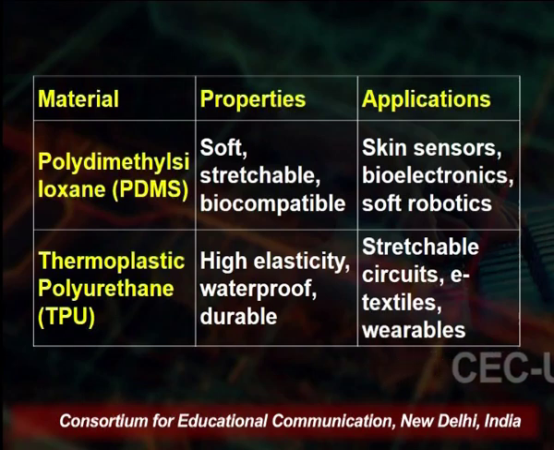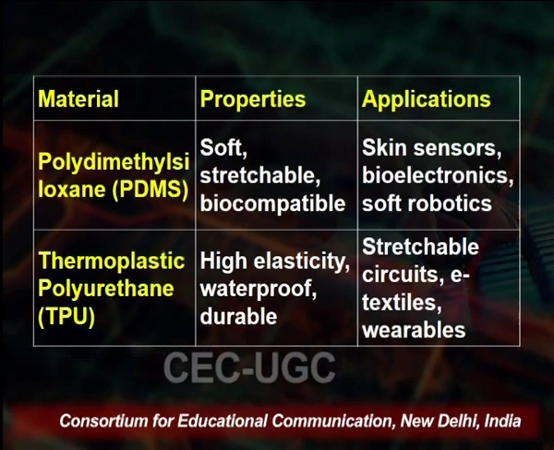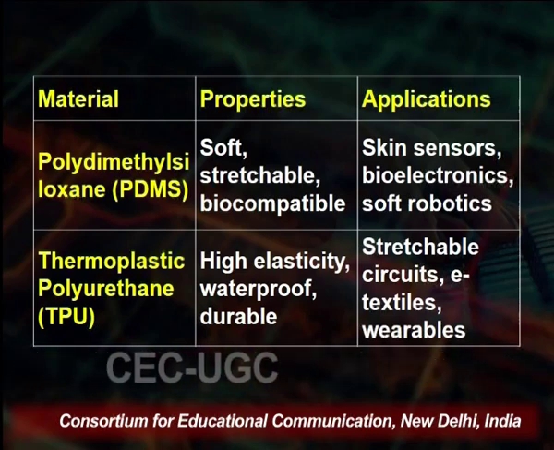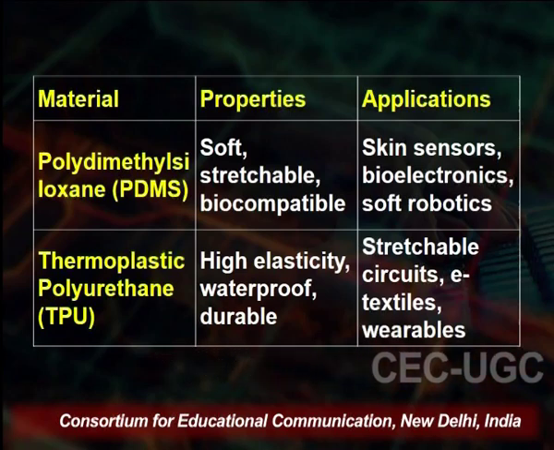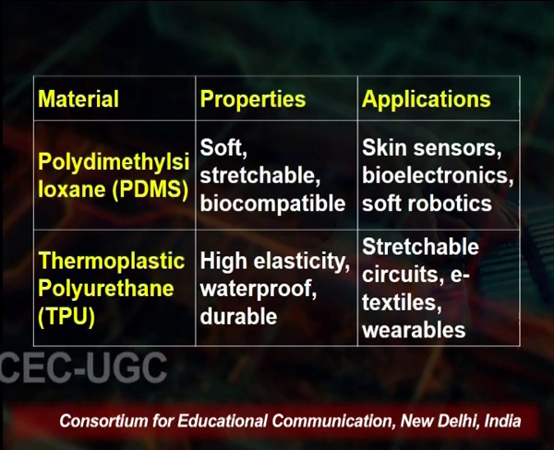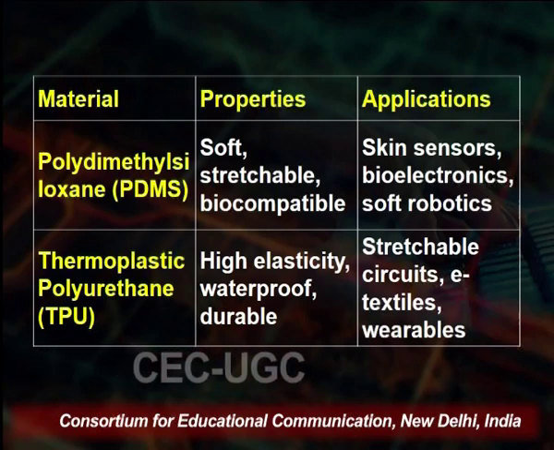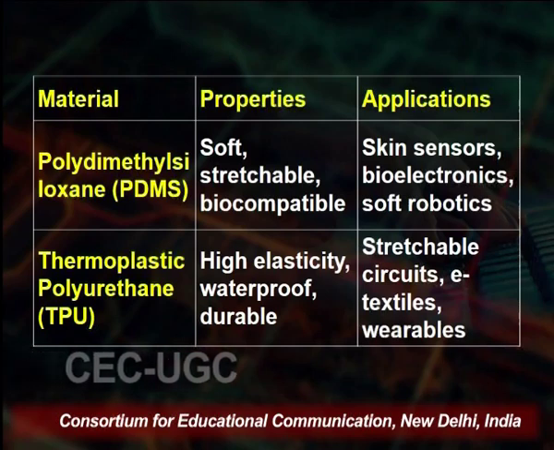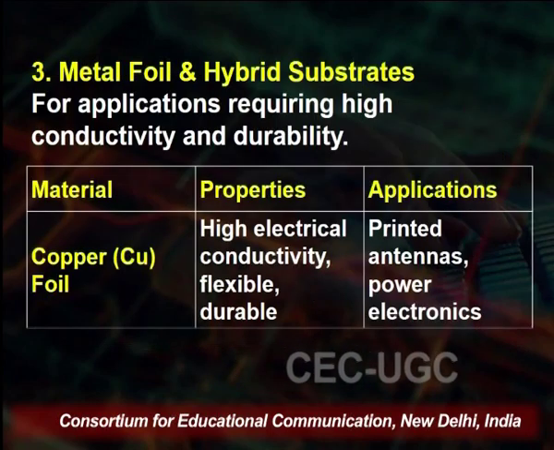Another type of polymer is PDMS, which is soft and stretchable, moreover skin-friendly. We can use it for bio devices. You can see in the applications: skin sensors, bioelectronics and soft robotics. For this we can use PDMS. Another is TPU, which is thermoplastic, has high elasticity, and is waterproof and durable, so we can use it for stretchable devices. Moreover, we can use it in textiles and wearable devices.